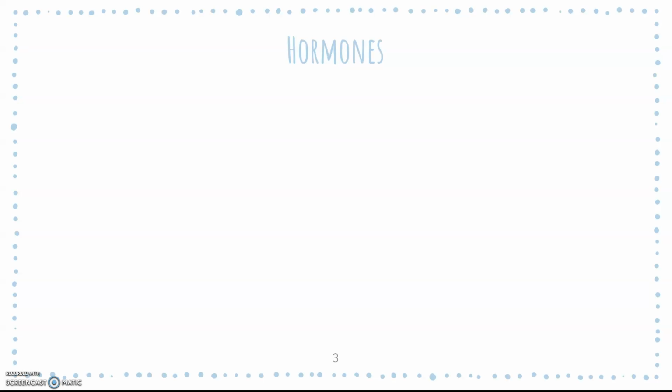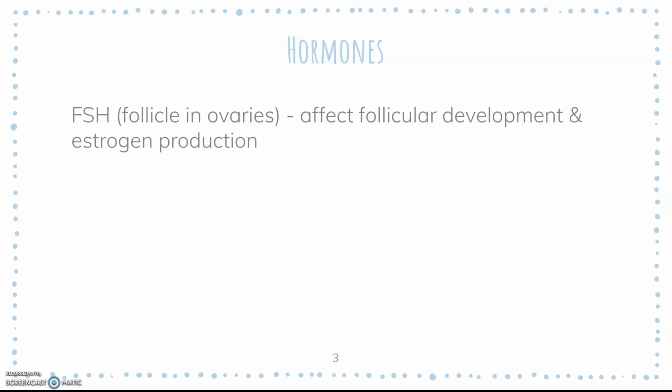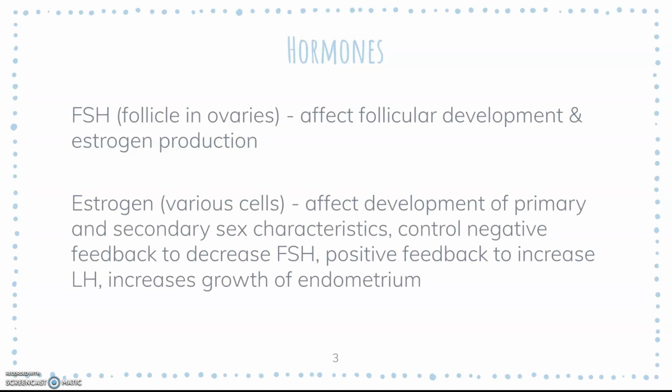So before we even get into the feedback loop, we need to define some things about hormones. We know hormones are chemical messengers that move around our body through the bloodstream. We've learned lots of varieties of different hormones already. We're going to look specifically now again at FSH, which you saw in the male reproductive feedback loop. FSH for females, though, is for follicle stimulation. So this is for follicle growth in the ovaries. It affects follicular development and estrogen production.